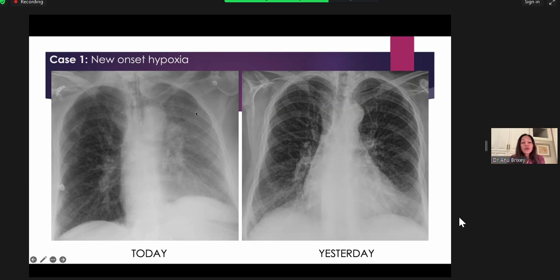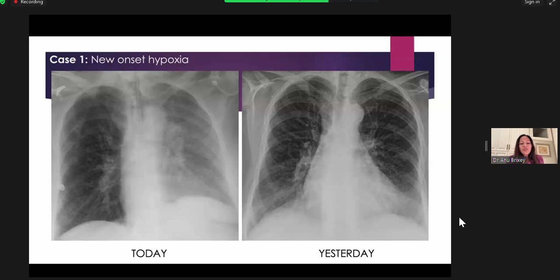So when I look at this, there are essentially two observations: there's increased attenuation and there's a lower amount of volume in the left lung compared to the right. Now, when I look at the x-ray from yesterday, I can clearly see that the change that has happened between yesterday and today happened in the left lung. That increases my pretest probability that this is the abnormal lung.